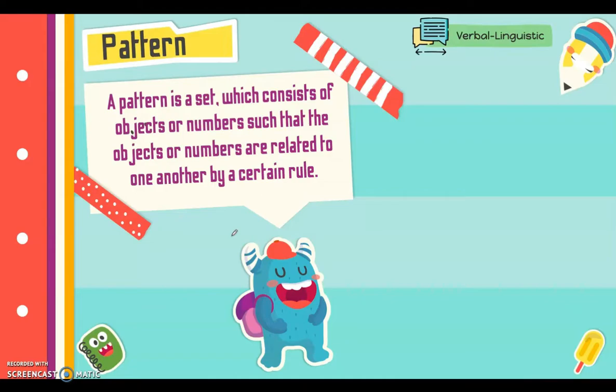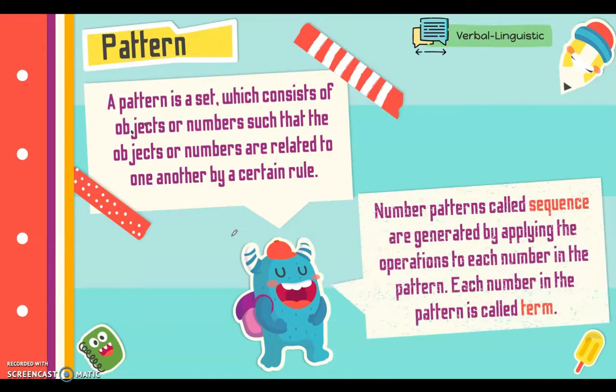Now in math, a pattern is a set which consists of objects or numbers such that the objects or numbers are related to one another by a certain rule. And number patterns called sequences are generated by applying operations to each number in the pattern. Each number in the pattern is called a term. For example, we have 2, 4, 6, 8. 2, 4, 6, and 8 are terms. And this number pattern is called a sequence because it follows a certain rule.